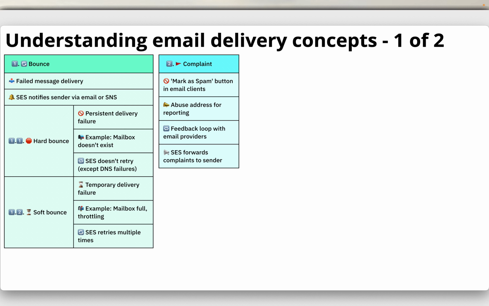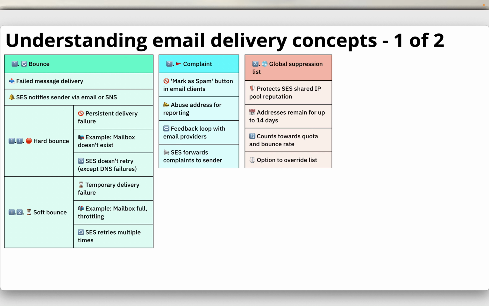If the email provider concludes that you are a spammer and Amazon SES has a feedback loop set up with the email provider, then the email provider will send the complaint back to Amazon SES. When Amazon SES receives such a complaint, it forwards the complaint to you either by email or by using Amazon SNS notification, depending on how you have your system set up.